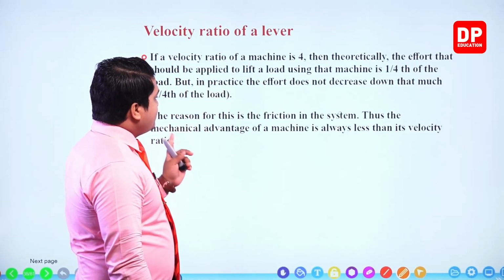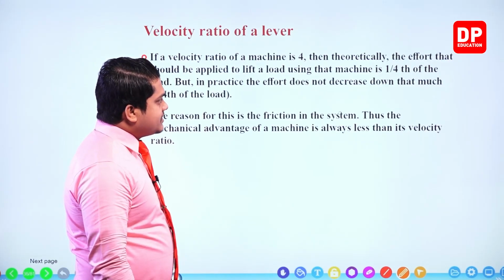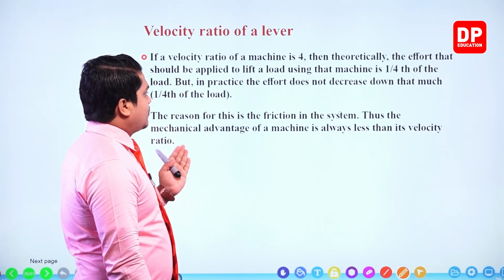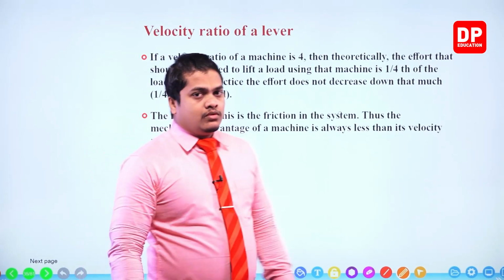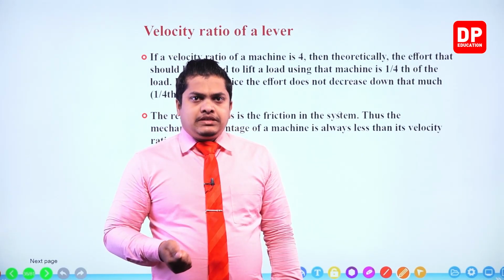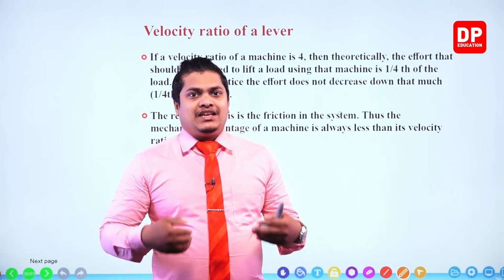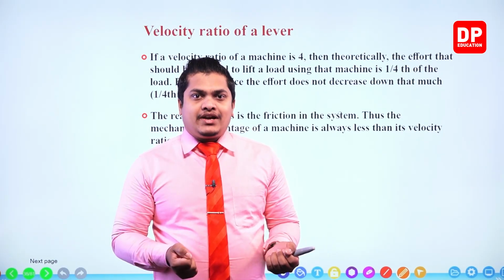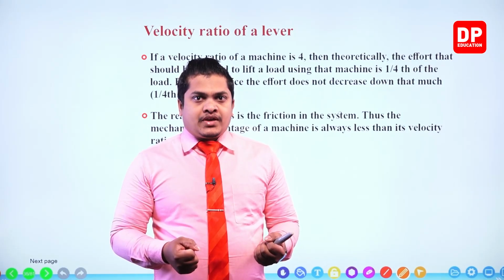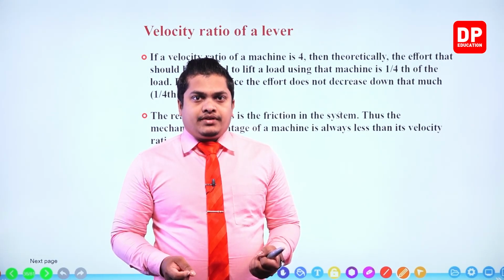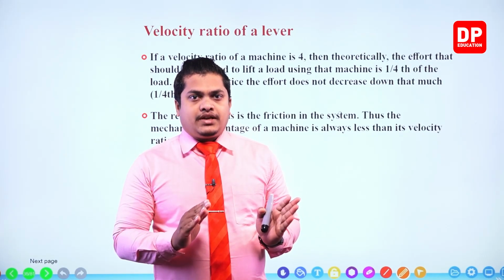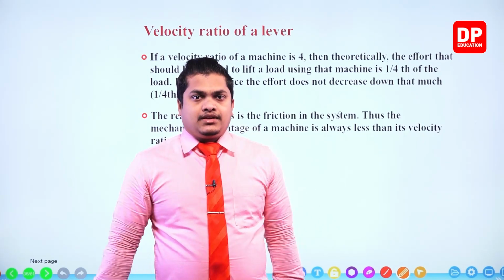So here it is given, but in practice, the effort does not decrease down that much. That means 1/4 of the load. Now, once again, they are saying that, but however, in practice, this is not going to happen. That means in our usual life, in our normal day-to-day activities, when we are applying a certain lever to lift a certain load, my dear children, we won't be able to observe this kind of a velocity ratio, or else this kind of a process.